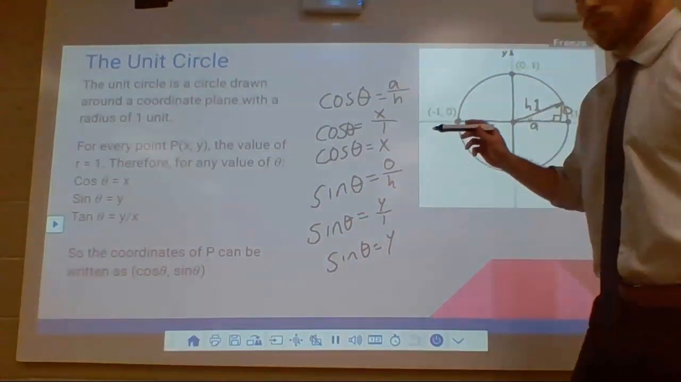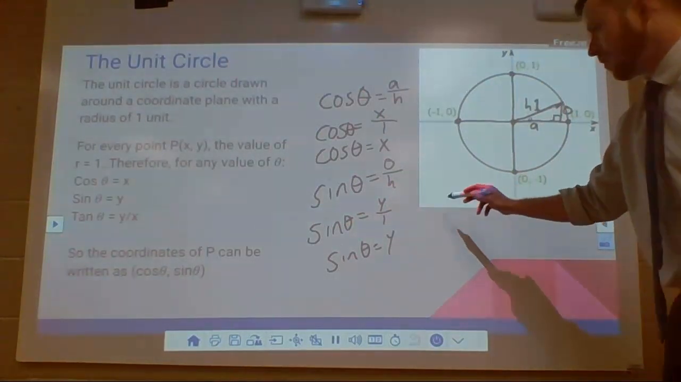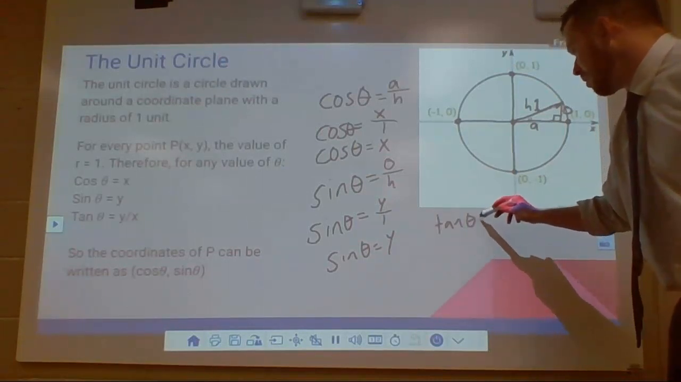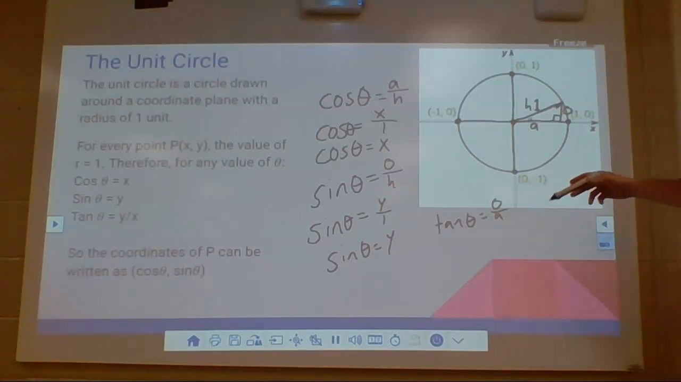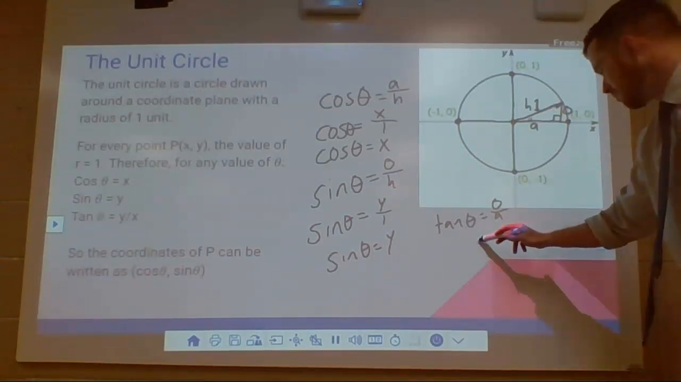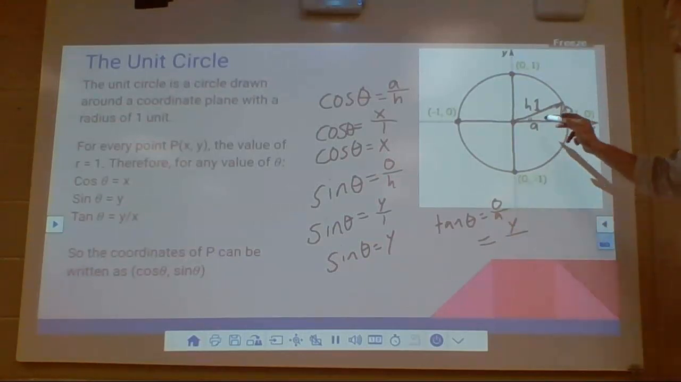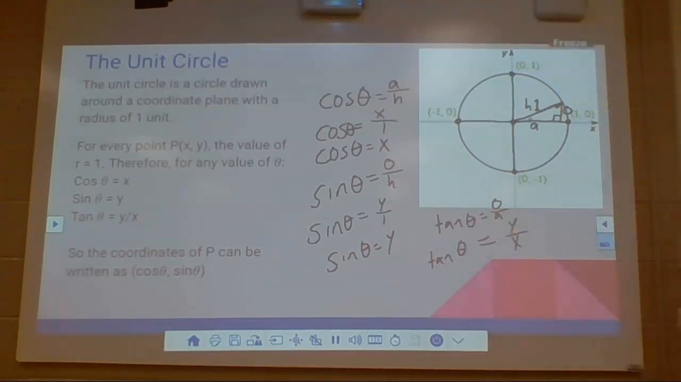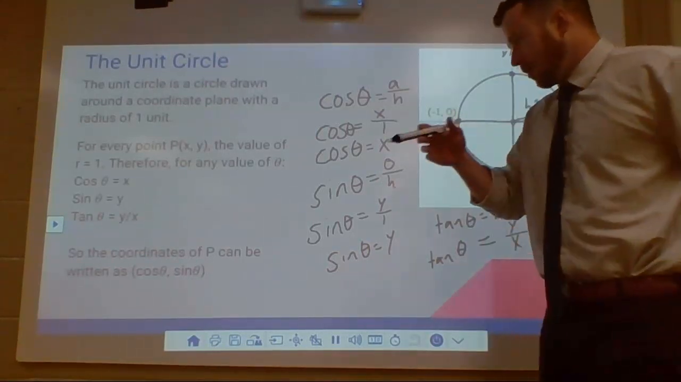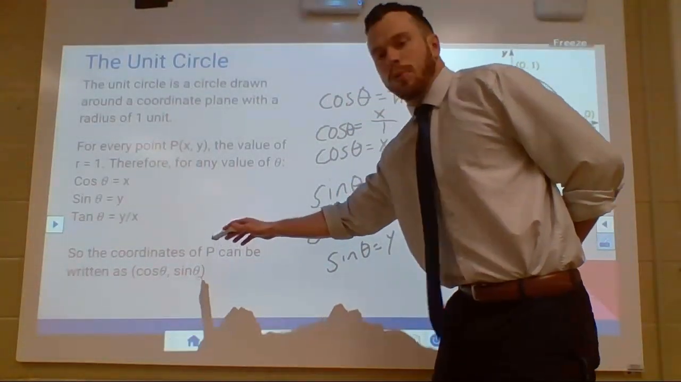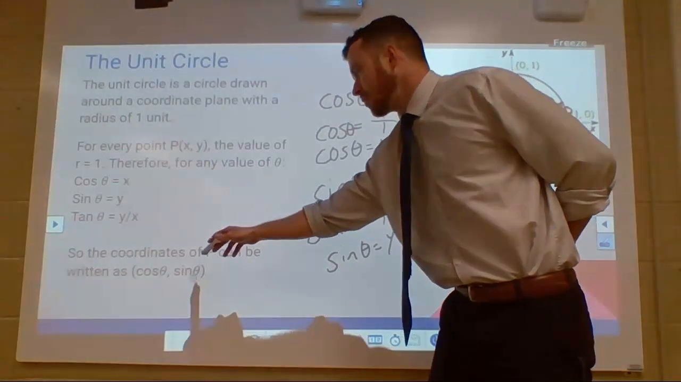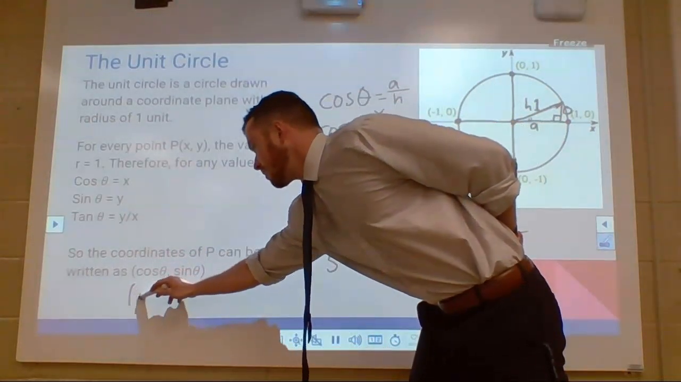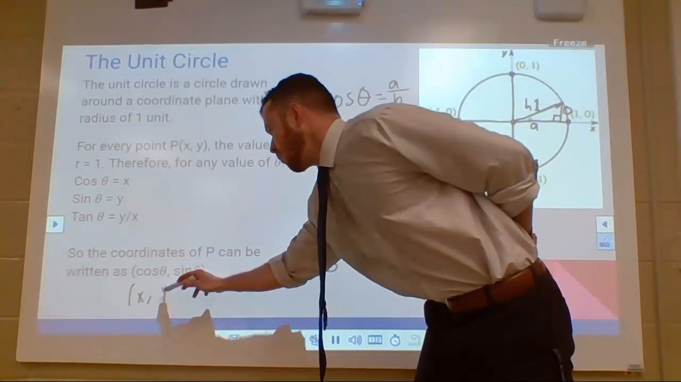And then check this out. So it's tangent theta equals y divided by x. Let's figure that one out. Well, tangent of theta is opposite over adjacent, right? Well, opposite is the y value, and the adjacent is the x value. So tangent of theta is y over x. Okay? Now, so we can write the coordinates of any point. That's what it means by p. Any point can be written as the cosine of theta, comma, the sine of theta, because the cosine of theta is the x value and the sine of theta is the y value.